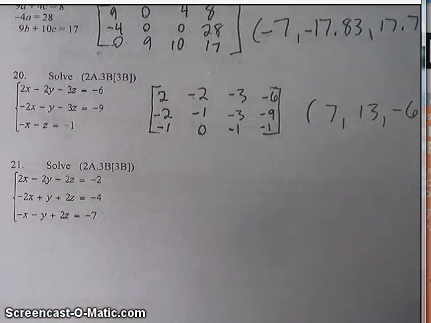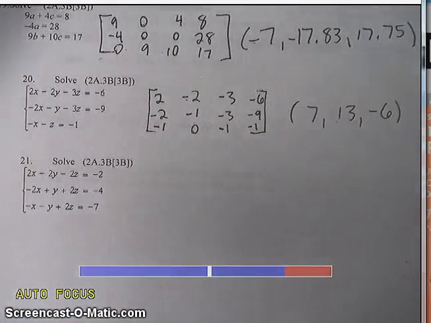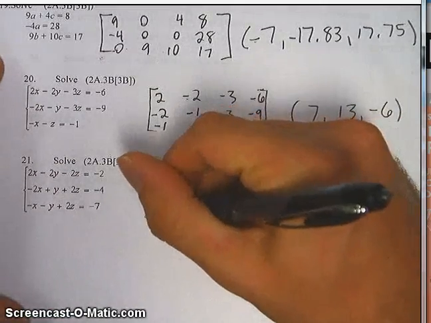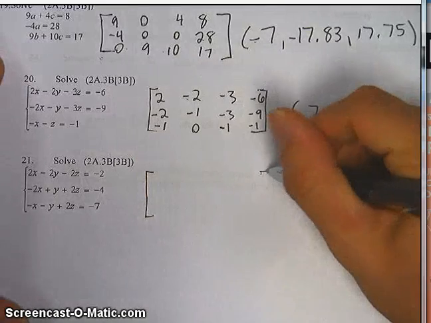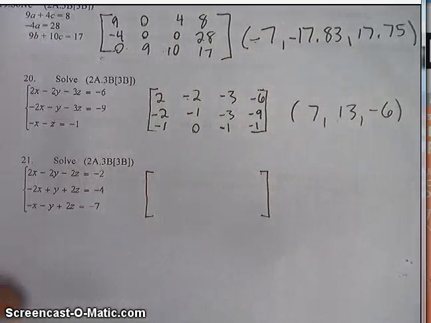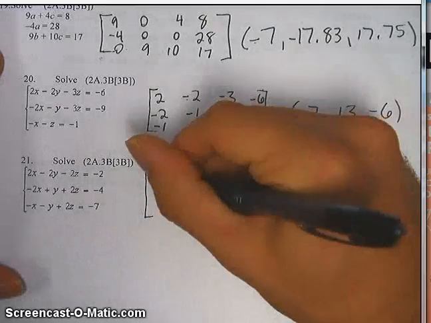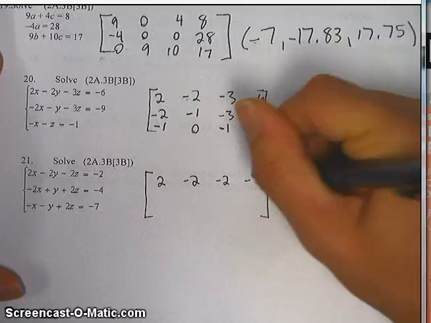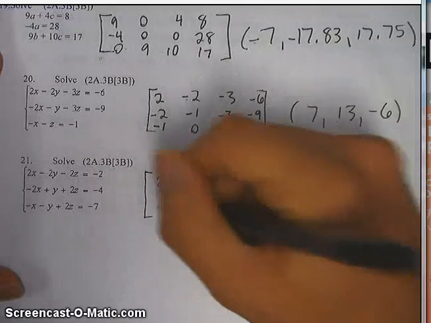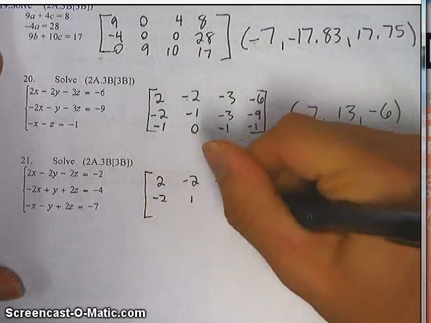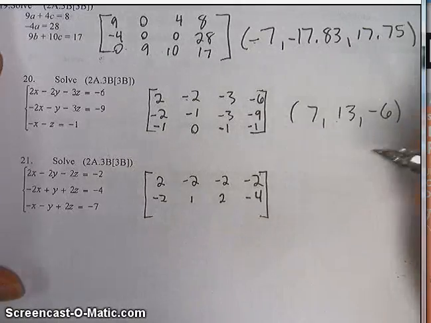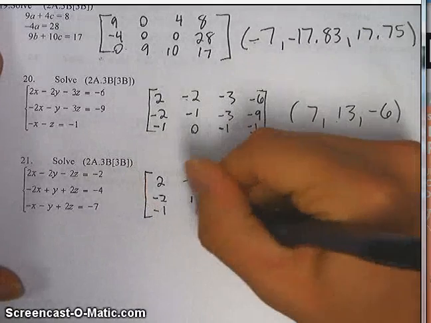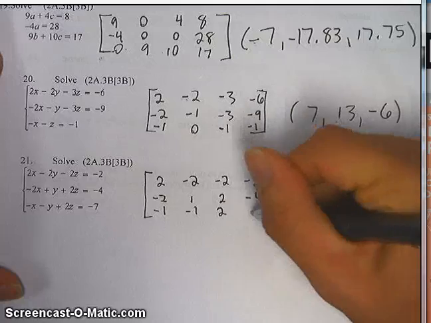The process for number 21 is exactly the same thing, just with different numbers. So we'll start with the matrix, the augmented matrix. And I'm going to write my equations: negative 2, negative 2, negative 2, negative 2, 1, 2, negative 4, negative 1, negative 1, 2, negative 7.